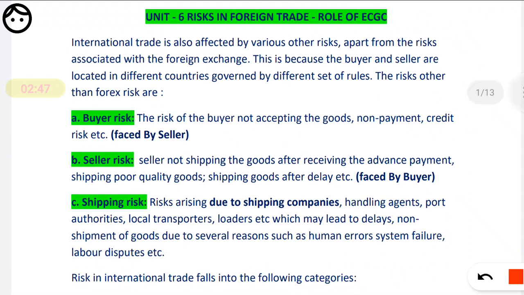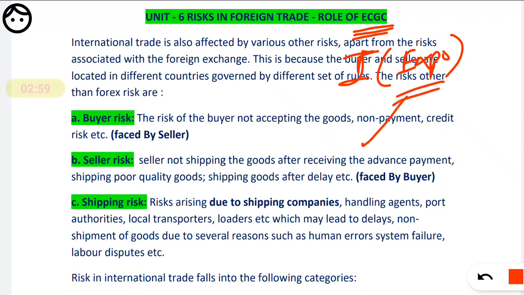See friends, the basic idea is that ECGC is mainly for providing insurance to the exporters. Suppose an exporter has shipped goods to another country, but due to some war or political scenario the exporter doesn't get the payment. In that case the ECGC is liable to pay, because the exporter has availed insurance from ECGC. That is mainly the concept of ECGC.